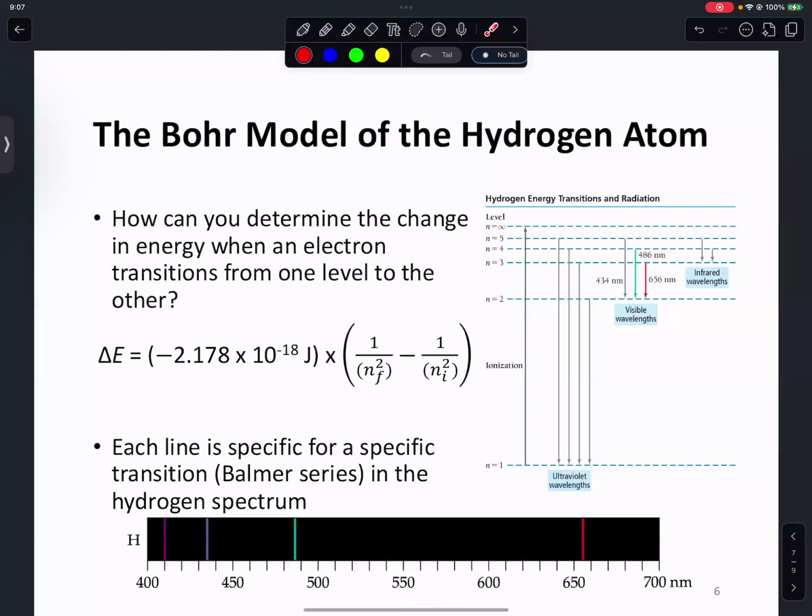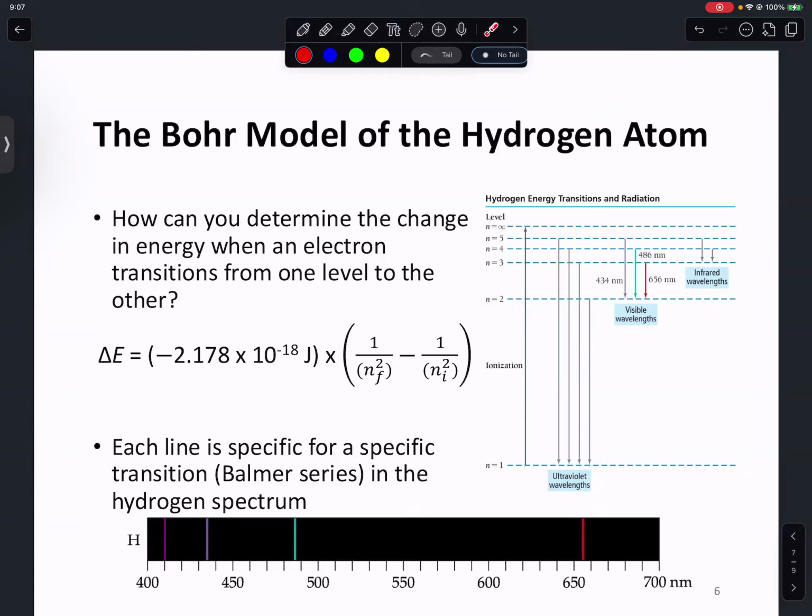Now, how can we determine the change in energy? This is the change in energy when an electron transitions from one energy level to the other. In this case, we're going to utilize the two-point form of the Rydberg equation. So the difference in energy will be the Rydberg constant times 1 over the final energy state squared minus 1 over the initial energy state squared.